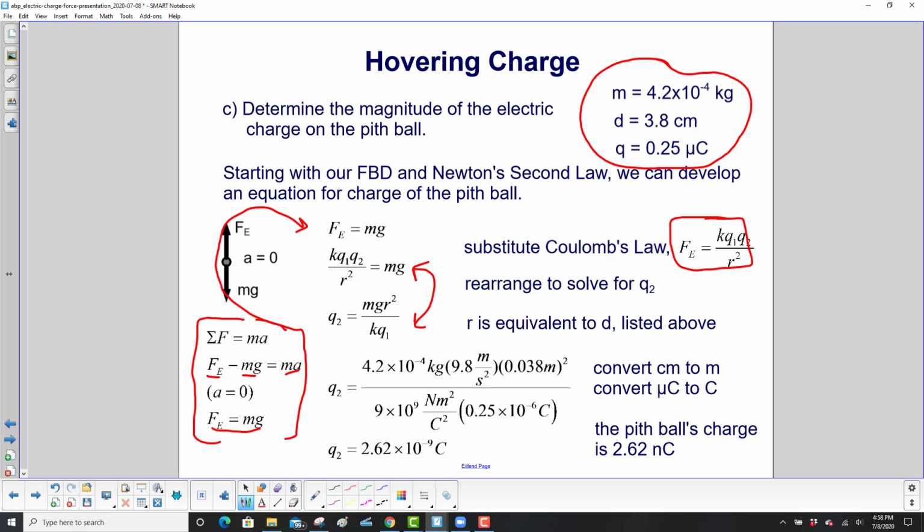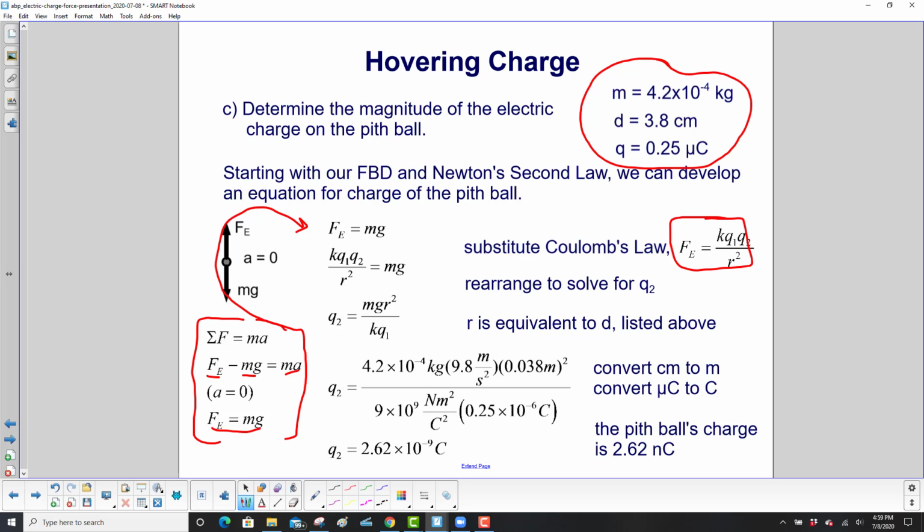If we want to get q2 by itself, we have to multiply by r squared, right, because it's in the denominator, so there it is on the right side. And of course, anything we do to the left, we have to do to the right. Then we have to divide through by kq1, this term here, and there it is. And we have mg on the right side. So q2 is mgr squared divided by kq1. And let's just erase all this now that I pointed it out.